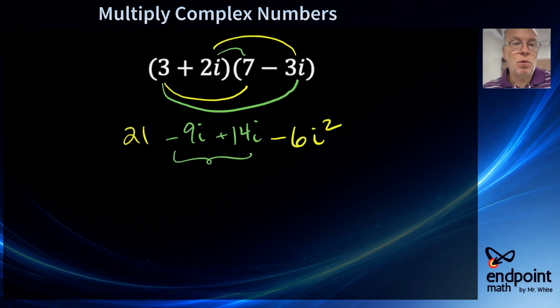Those are like terms, of course. We can combine them to be 5i. We still have this 21 just waiting. And then what about this i squared? Do you remember what that is?